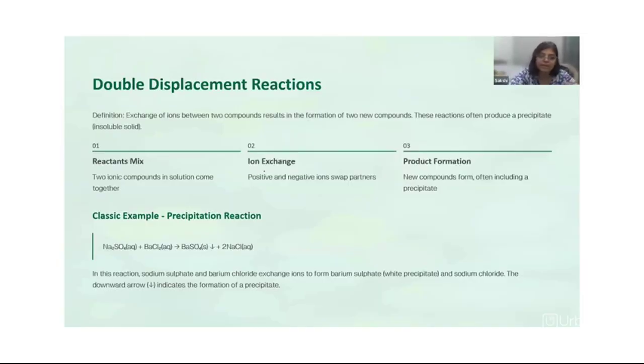Okay, next is double displacement reactions. Now here, what is happening? There is an exchange of ions between two compounds that results in the formation of two new compounds. Here, a precipitate is formed. Let us understand. Take two ionic compounds. For example, I have sodium sulfate and I have barium chloride. Both of them are ionic compounds.